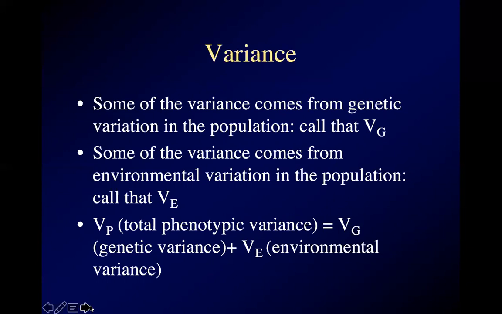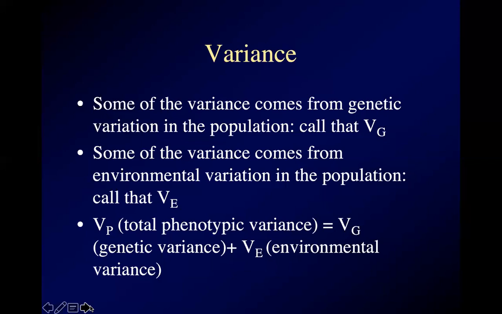And we can just write that your total phenotypic variance is the variance due to genes plus the variance due to environment. Some of you might be tall because you've got tall parents. Or no, I'm not putting that right. Okay.